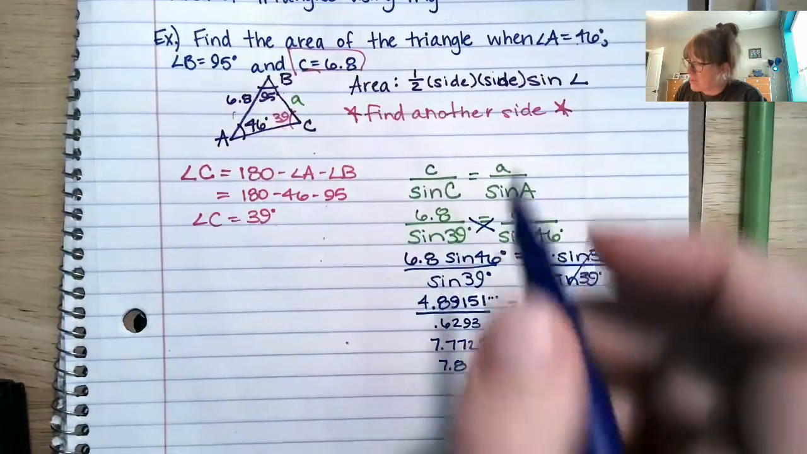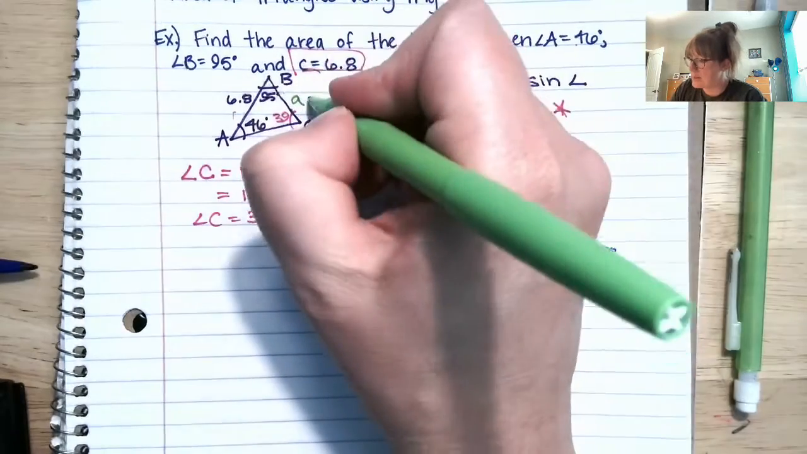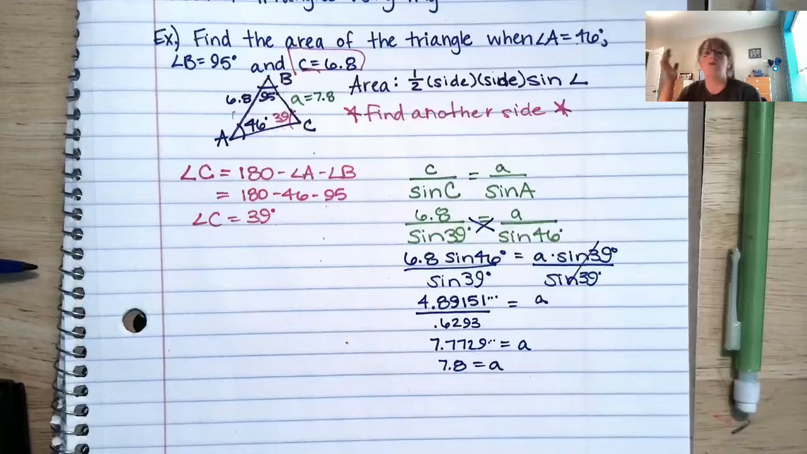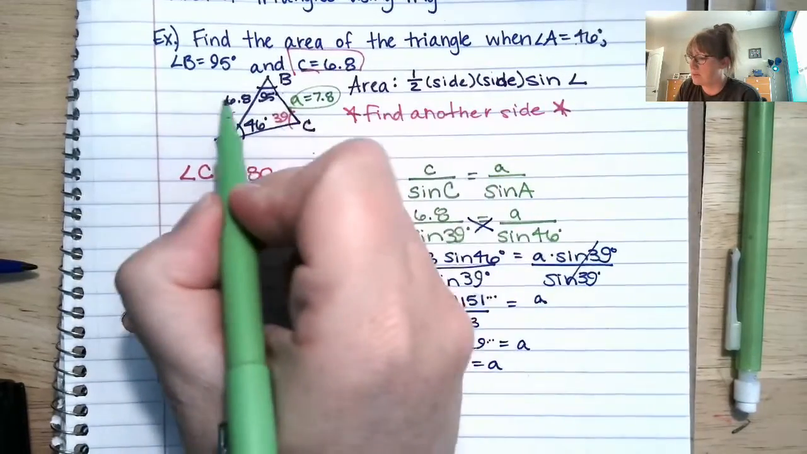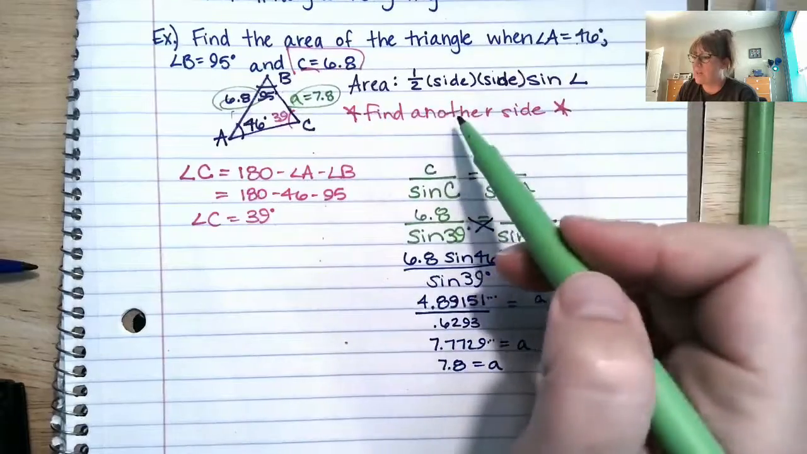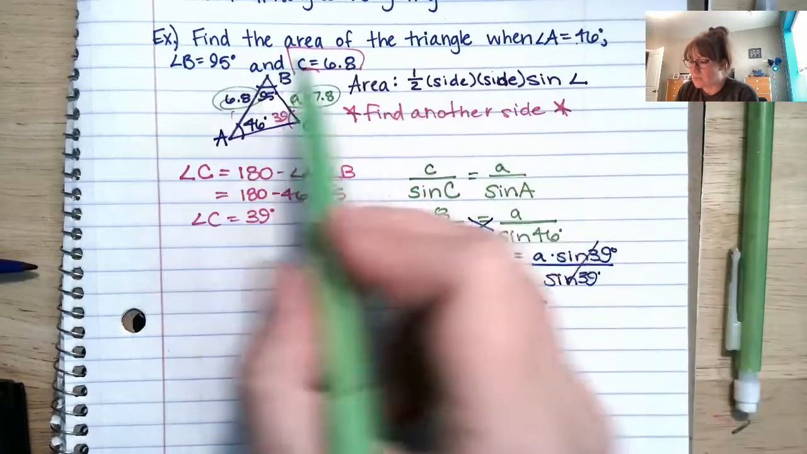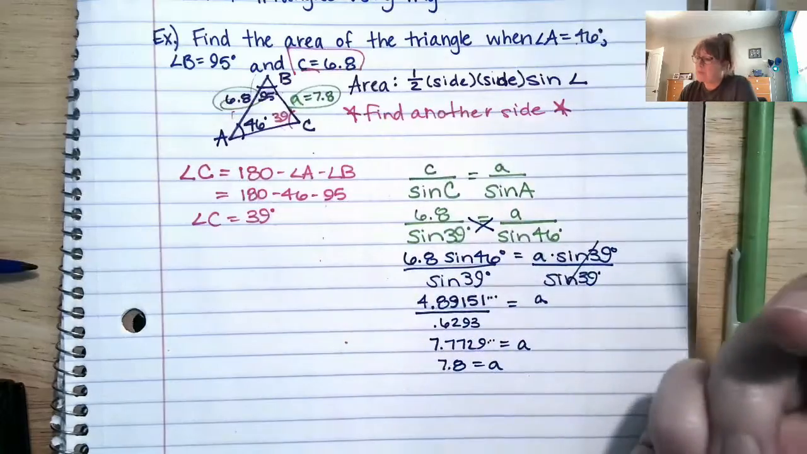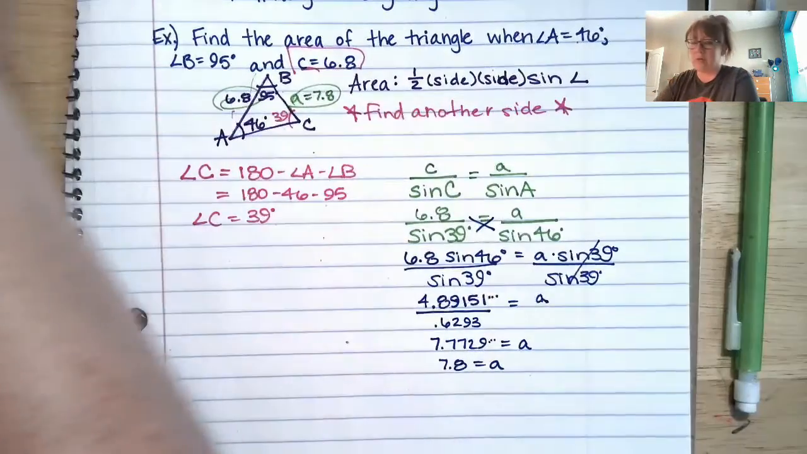Okay, so now we have A. We know A is 7.8. Okay, so can we do the area now? We have to have two sides and then the other angle. So we have an A, we have a C, and we have a B. So we can do this. So let's go ahead and figure out what our formula is.